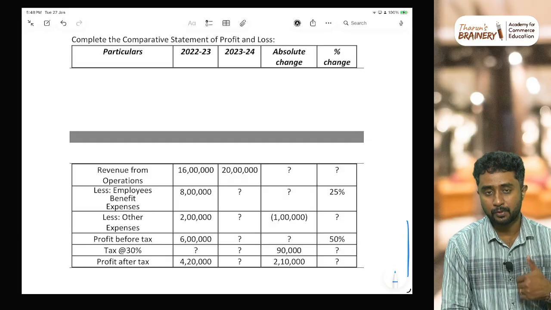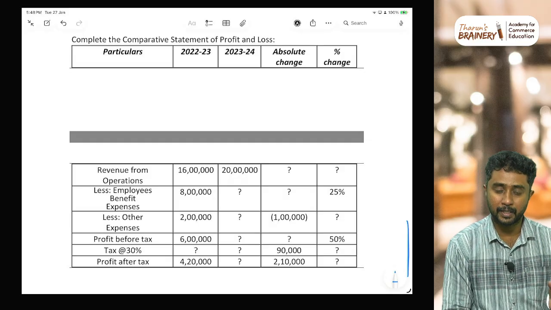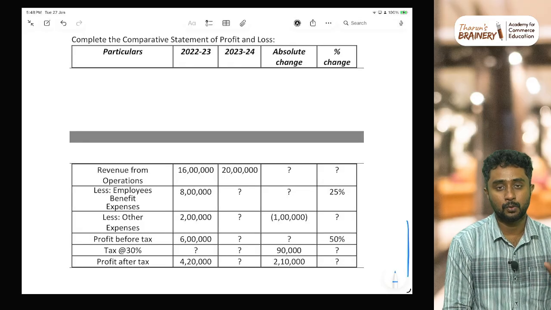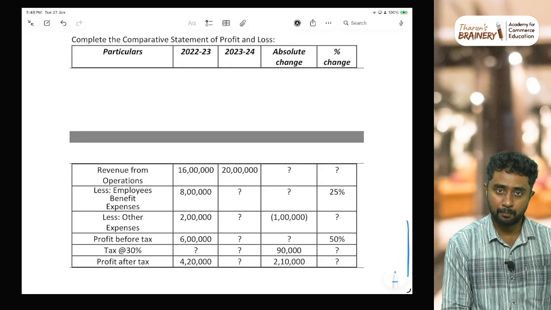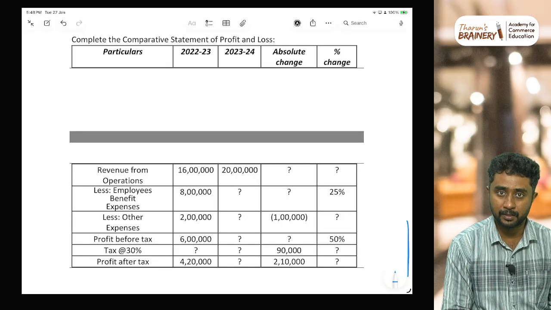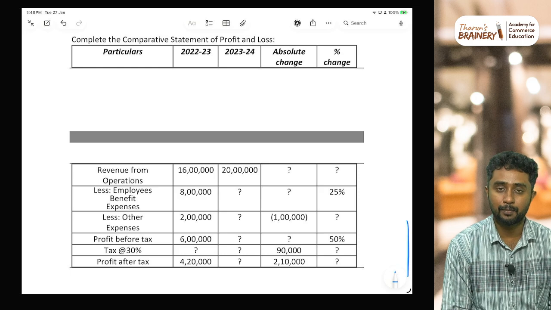Now when it comes to comparative statement of profit or loss, 2 extra columns will be added. Current year value also will be there, previous year value also will be there. So it is always advisable to write previous year value first, followed by current year, then find out the absolute change, then find out the percentage change.